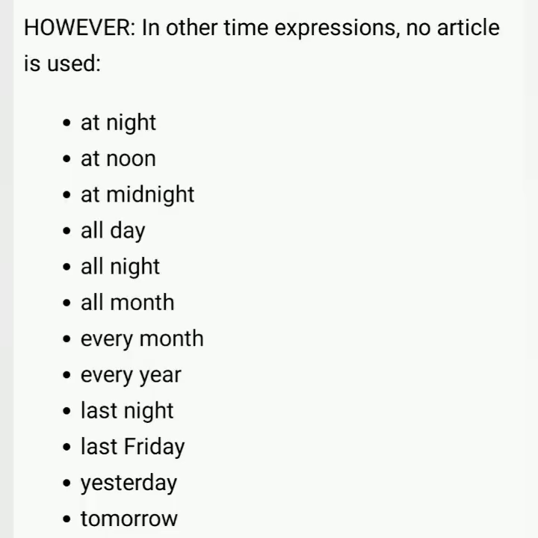However, in other time expressions, no article is used: at night, at noon, at midnight, all day, all night, all month, every year, last night, last Friday, yesterday, tomorrow, like that. We should not use any articles.